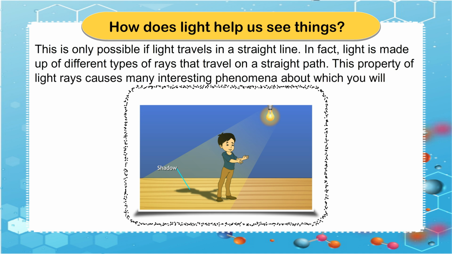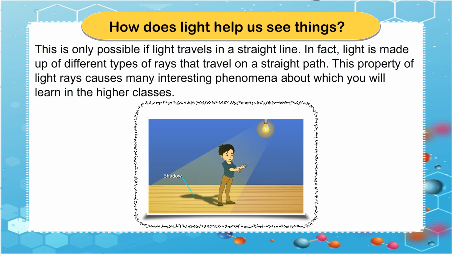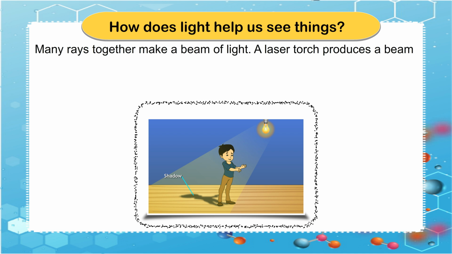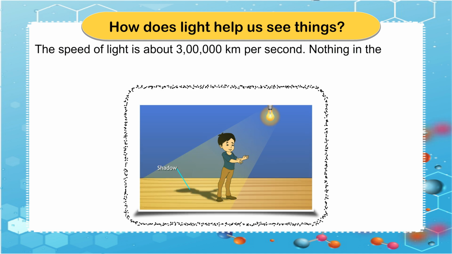This property of light rays causes many interesting phenomena about which you will learn in the higher classes. A light ray is a very narrow path of light. It is represented by an arrow, with the head showing the direction of light. Many rays together make a beam of light. A laser torch produces a beam of light. Light beams travel very fast. The speed of light is about 3 lakh kilometers per second. Nothing in the universe travels faster than light.